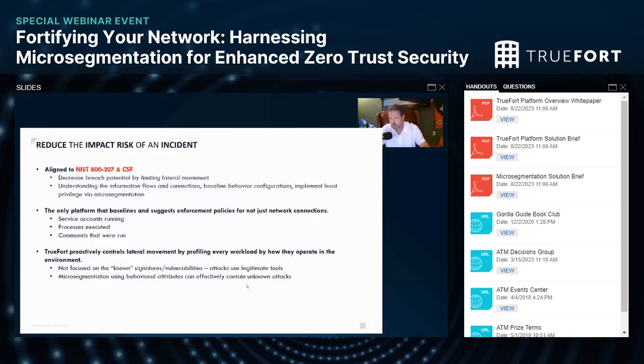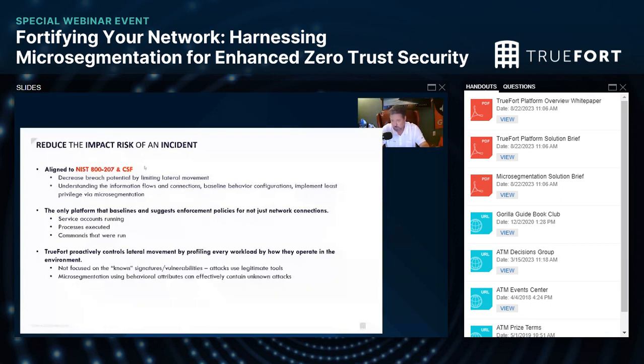Now we're going to jump real quick into a couple of things, right? So we want to look at incidences and look at risk to organizations from an application perspective. And if you're not familiar with 800-207, that is specifically the zero trust framework for how we approach this, right? We want to make sure that our tools are aligned to zero trust.